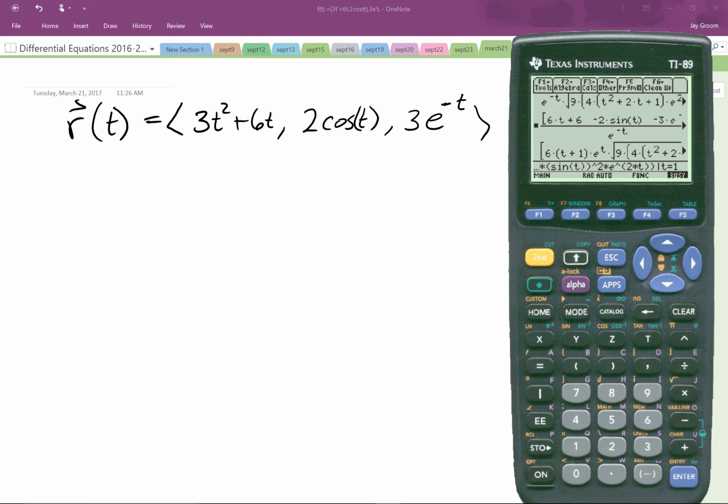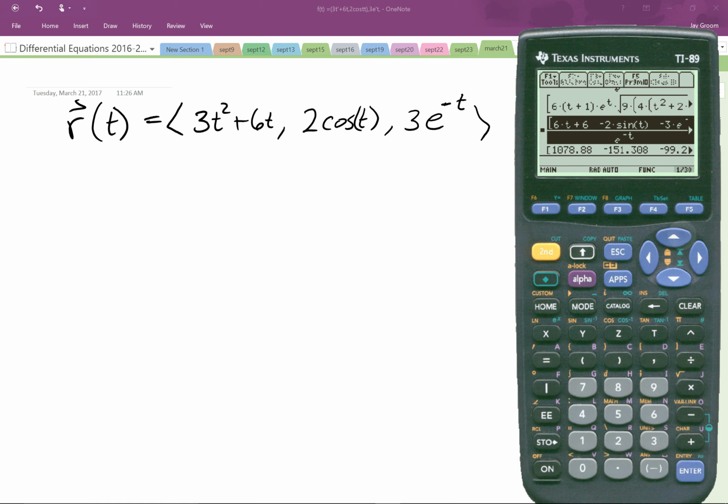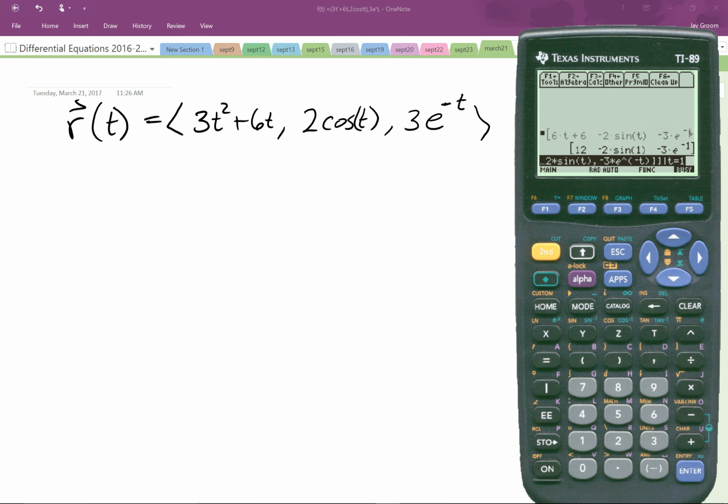And so, okay, something screwed up there. Let's try it again, shall we? Okay, let's come back up here. The original function was right here, such that t equals 1. Oh, for God's sakes, you're an idiot. There you go. And then, of course, that is my velocity vector.